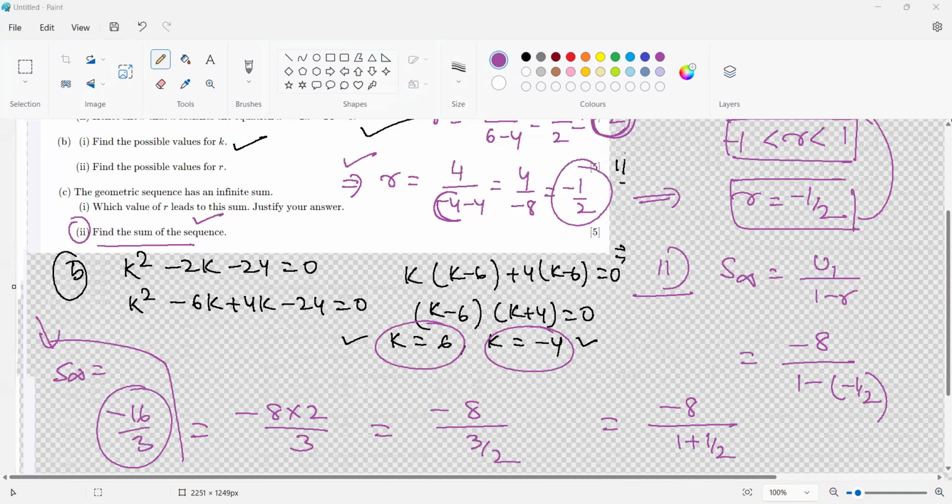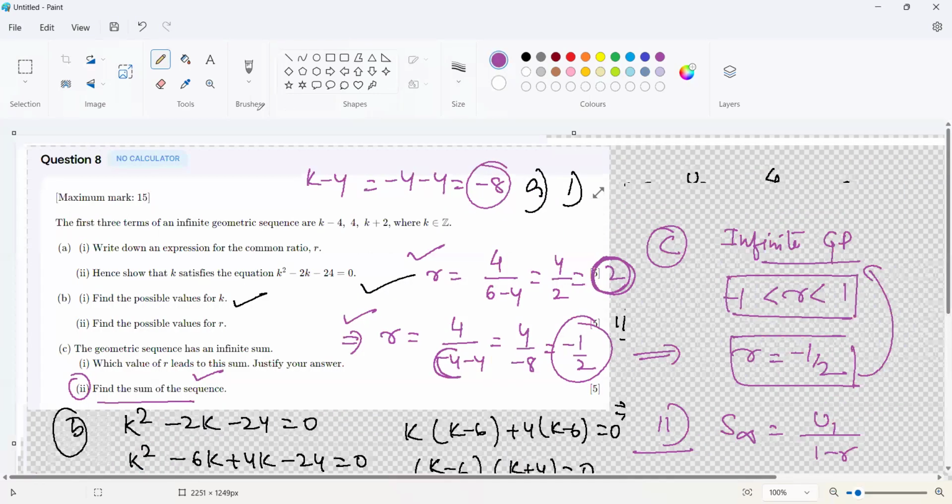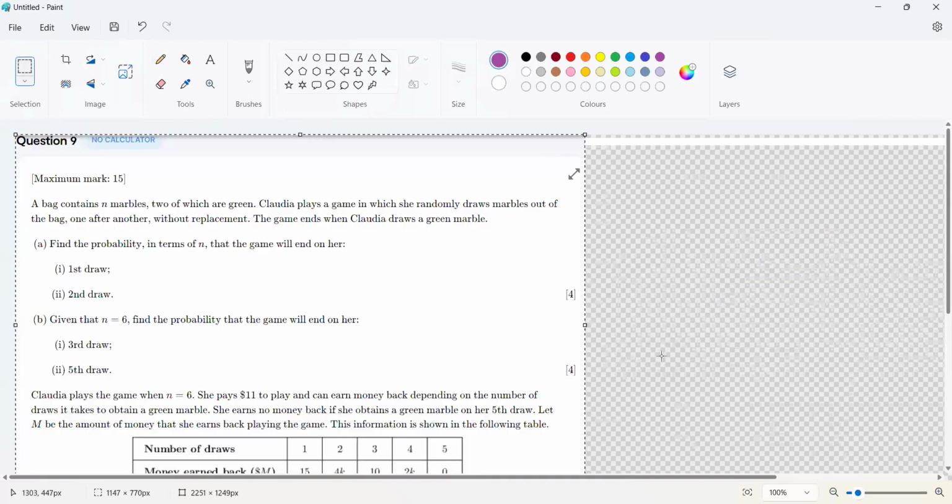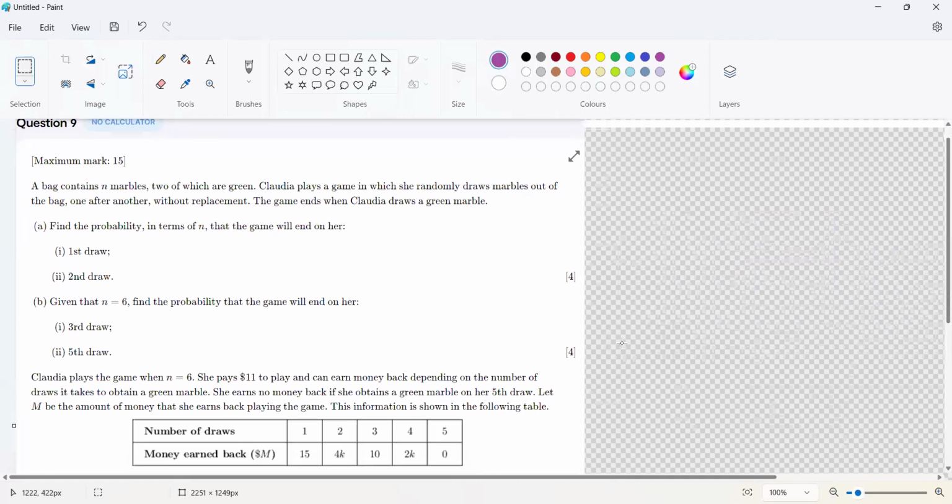Yeah, I got it. Let's take the last question of this paper 1 and this section B, that is number 9, from probability.